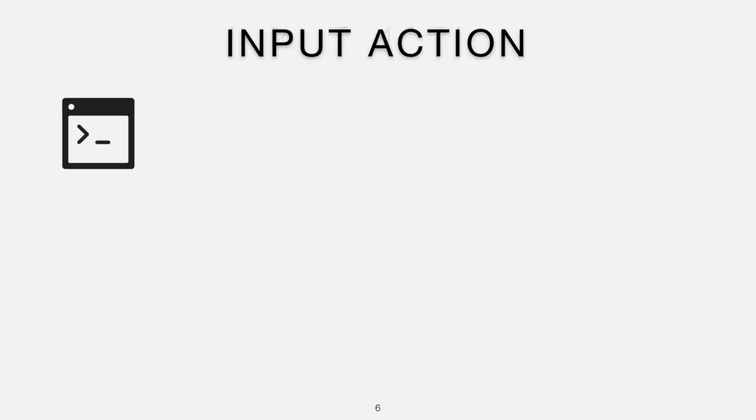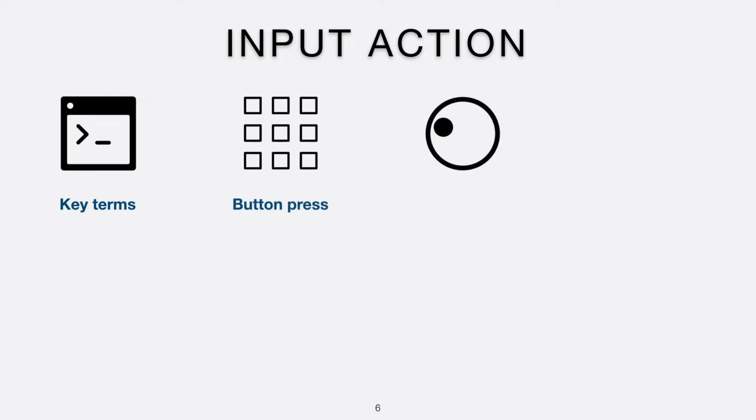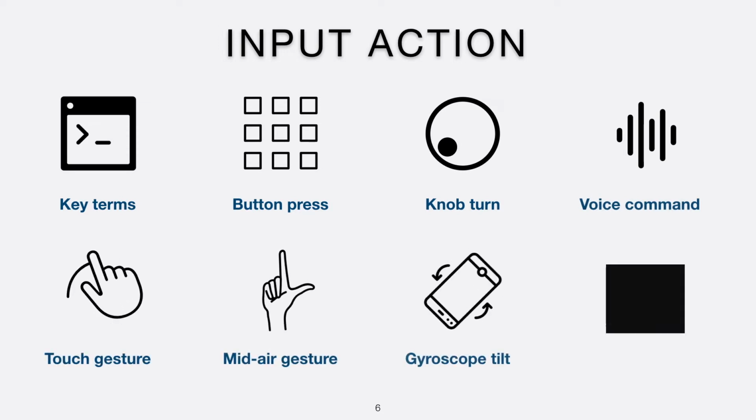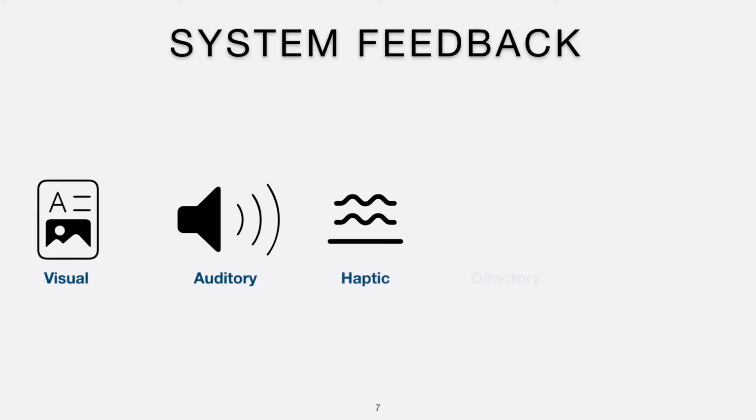So examples of what an input by a person could be: it could be typing a command term, pressing a button, turning a knob, giving a voice command, touching a conductive surface, doing a mid-air gesture, tilting a device with a gyroscope in it, or closing a device like, I don't know, a Motorola Razr Flip or something like that. Of course, these are just a few examples. There are many other ways of us inputting interactions to our system. And the system's way of communicating back to us could be visual, auditory, haptic, or the last two. I've kind of gotten carried away with it.